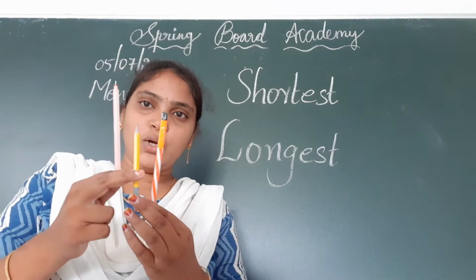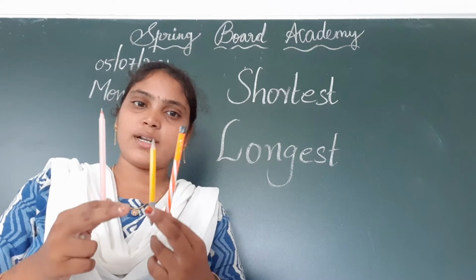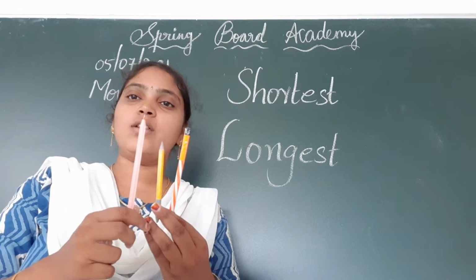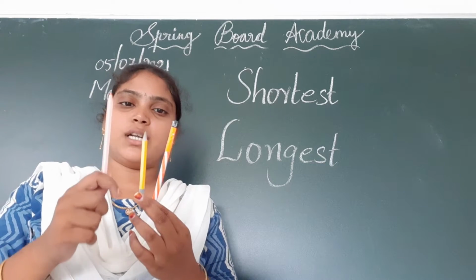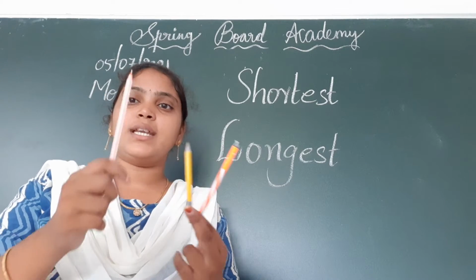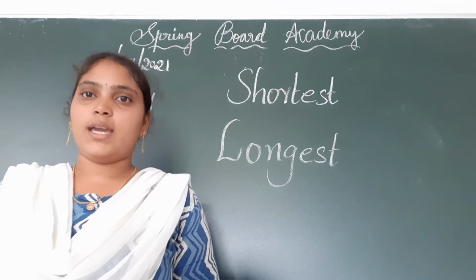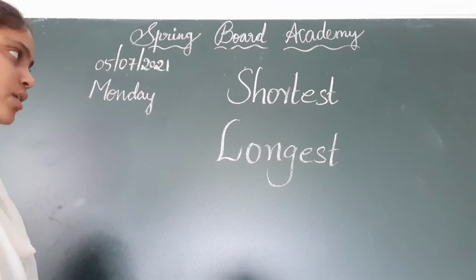Here the yellow pencil is the shortest object, and this pen is the longest. Here we are comparing three objects now, children. So that is why the yellow pencil is the shortest object and the pen is the longest. Like that we use longest and shortest.